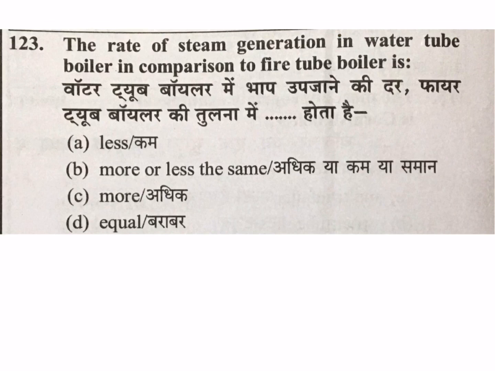The rate of steam generation in water tube boiler in comparison to fire tube boiler. Water tube boilers are bigger units, size also bigger, because the rate of steam generation is more if you compare with fire tube boiler. Fire tube boilers are generally small units, in sugar mills, rice mills, and small locomotive boilers. So the rate of steam generation is more.